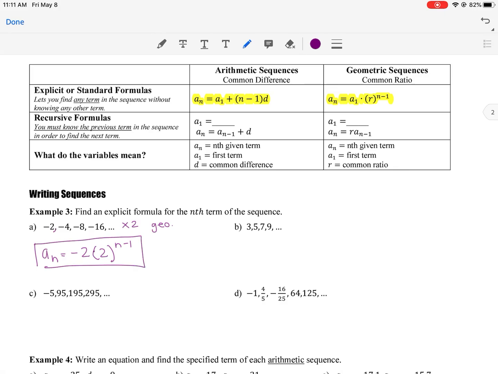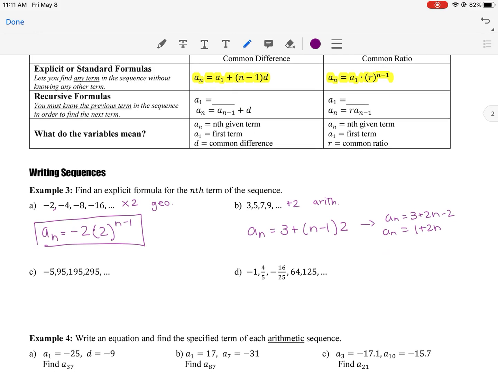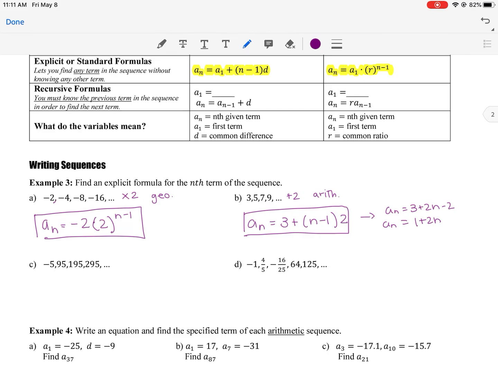Okay, on this next one, 3, 5, 7, 9, we're adding 2 every time, so this is arithmetic. So a sub n, our first term is 3, plus n minus 1, and then the difference, we're timesing by 2. This you can simplify and rewrite, so like a sub n equals 3 plus 2n minus 2, and this would be equivalent to a sub n equals 1 plus 2n, and those two equations are the same. But it's definitely a lot easier just to leave it in that first format.